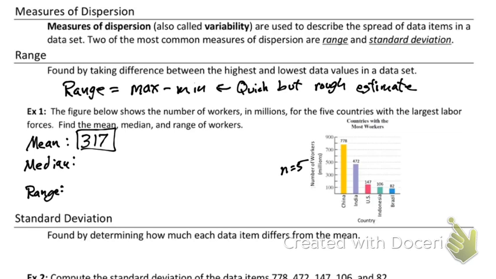Sam? Oh, I was going to say the median. Okay, what's the median? 147. 147. How'd you come up with that? Oh, it's in the middle of 5. It's right in the middle of 5.